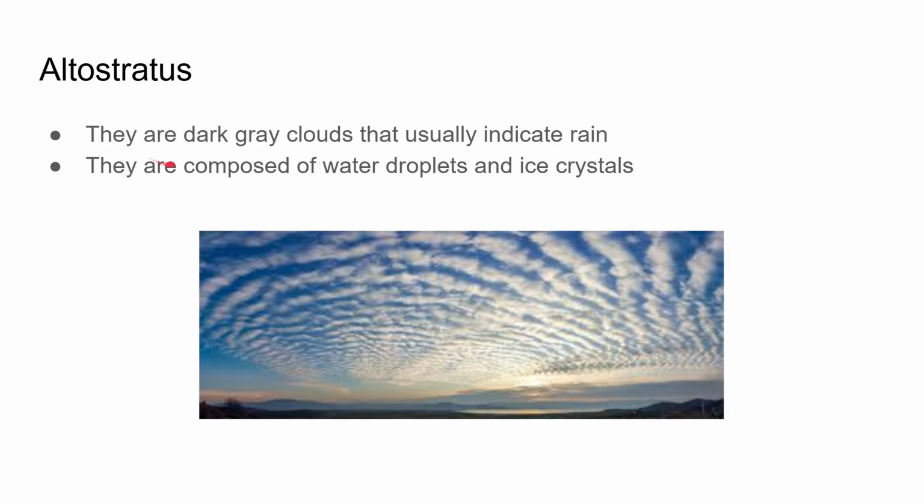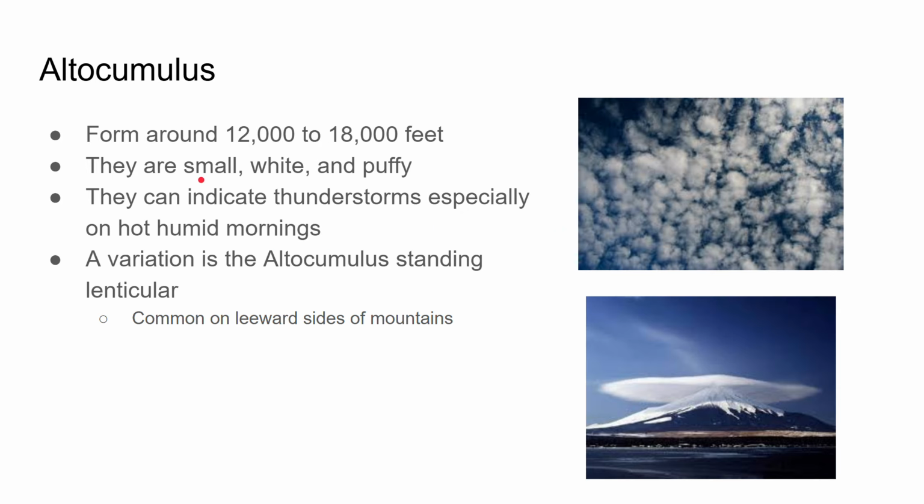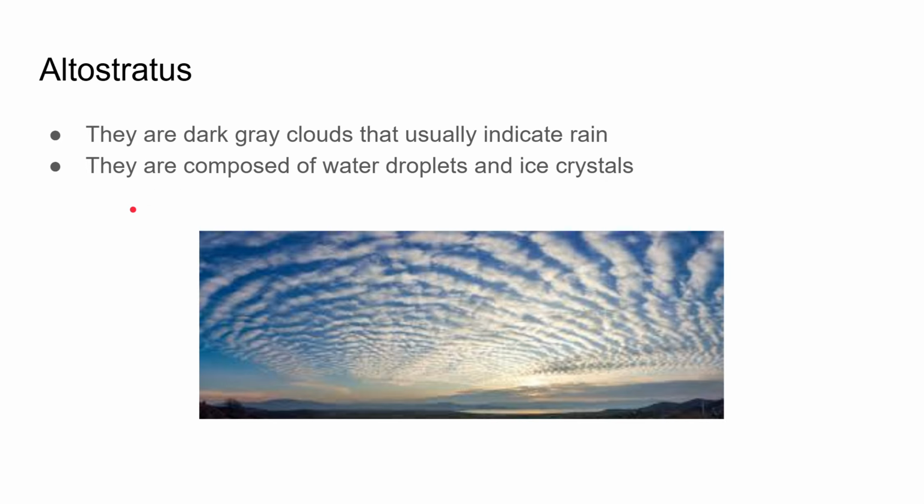These are dark gray clouds that usually indicate rain. They also are composed of water droplets and ice crystals. Remember stratus, sheet? You can see that these look like a sheet.